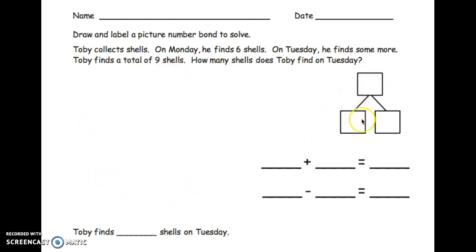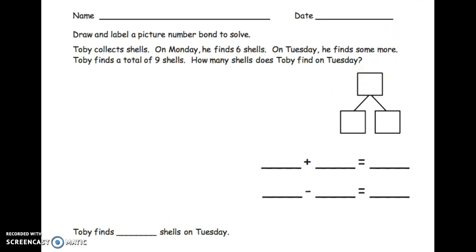Then you will fill out this number bond with your numbers, and if you want to challenge yourself, even add some labels. Down here, you will be writing the addition number sentence and the subtraction number sentence. Once you find your answer to the problem, you will write it here.